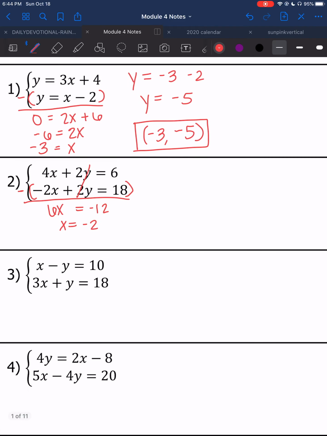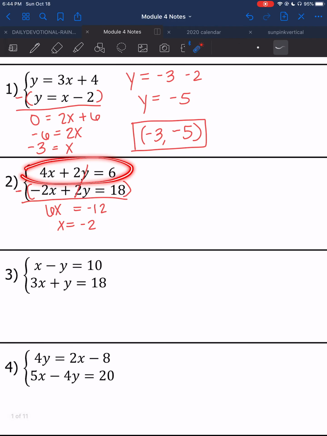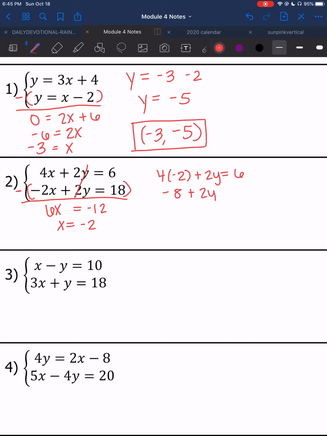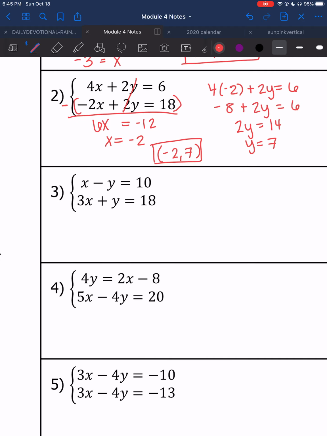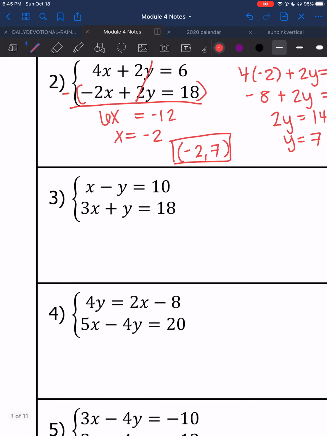And then I'm going to plug negative 2 back into either equation. I'm going to pick that one, but you could pick either one. So 4 times negative 2 plus 2y equals 6. So I get negative 8 plus 2y equals 6. So add 8, 2y equals 14. So y is 7. So my solution is negative 2, 7. All right, so that's that one.